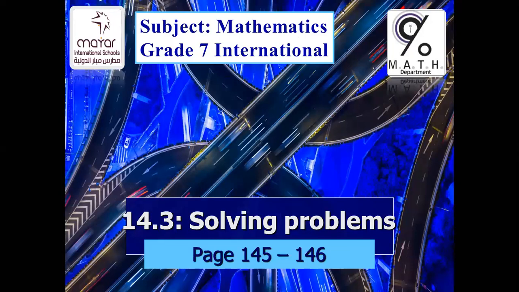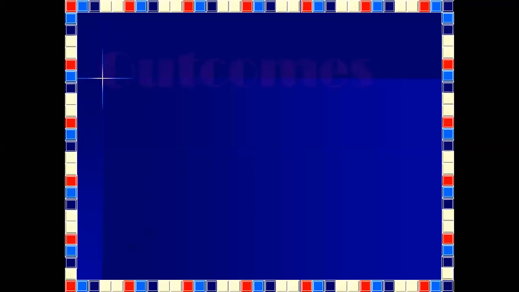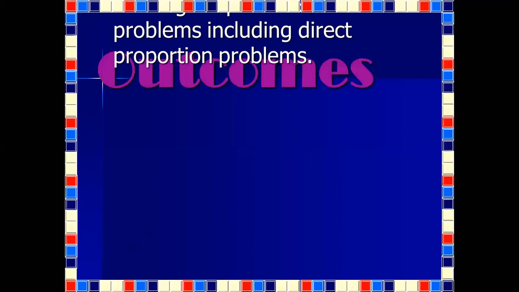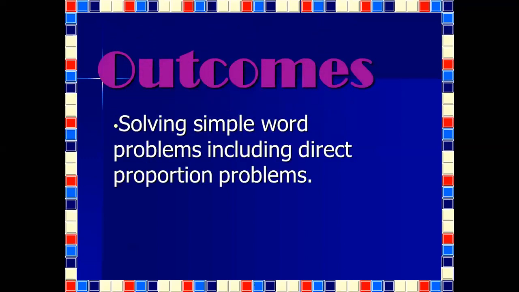You can open your book at page 145. This is our lesson today. Guys, the outcome of this lesson is solving simple word problems, including direct proportion problems. Direct proportion is a procedure we can use to solve questions related to ratio.